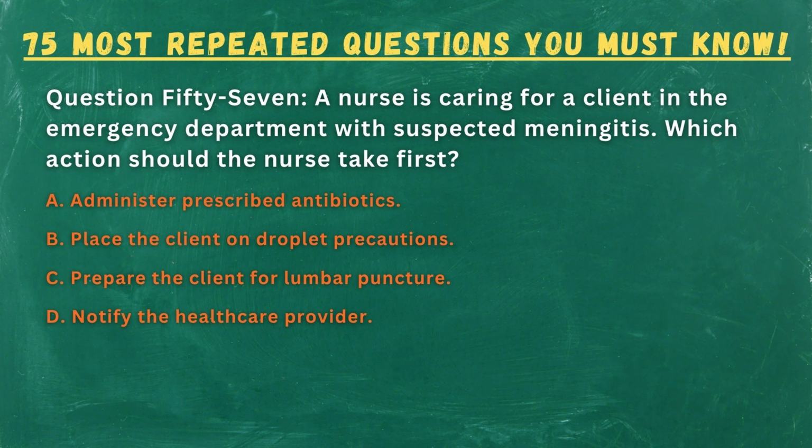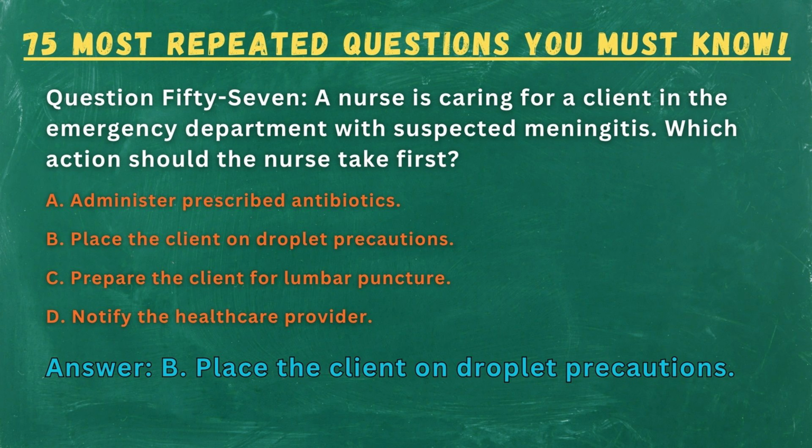Question 57. A nurse is caring for a client in the emergency department with suspected meningitis. Which action should the nurse take first? A. Administer prescribed antibiotics. B. Place the client on droplet precautions. C. Prepare the client for lumbar puncture. D. Notify the healthcare provider. Answer. B. Place the client on droplet precautions.